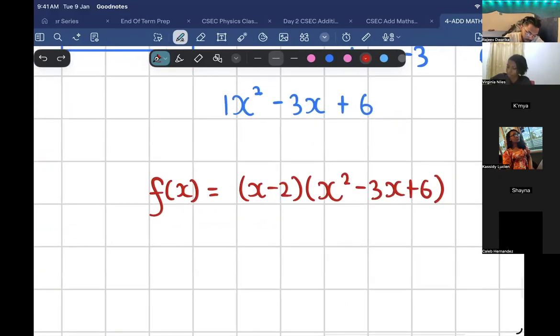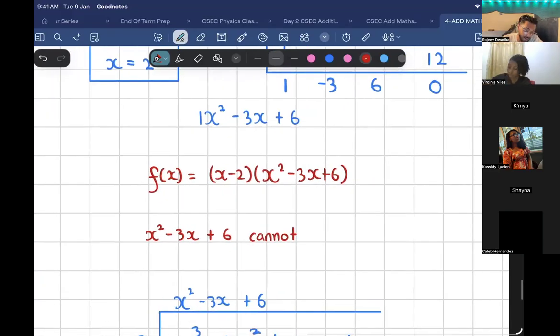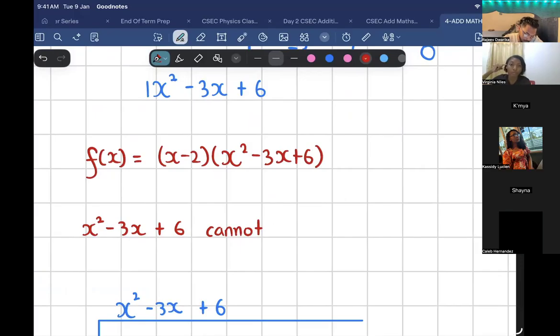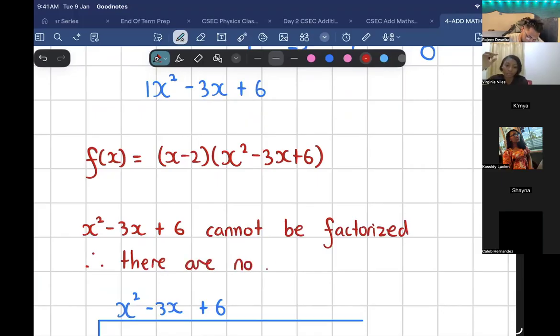But you would say x squared minus 3x plus 6 cannot be factorized. Actually, that's going to give you imaginary solutions, right? If you find the discriminant, you'll see you're going to get a negative answer. So x squared minus 3x plus 6 cannot be factorized. Therefore, what would I say? There are no other linear factors. Yep.